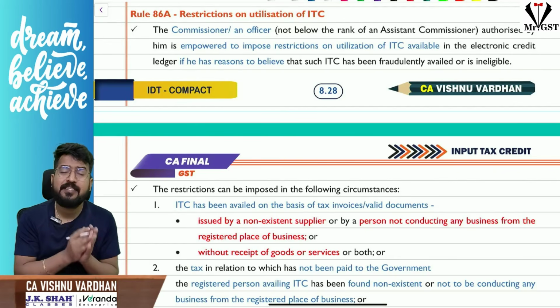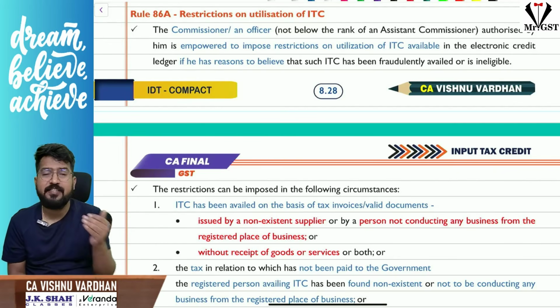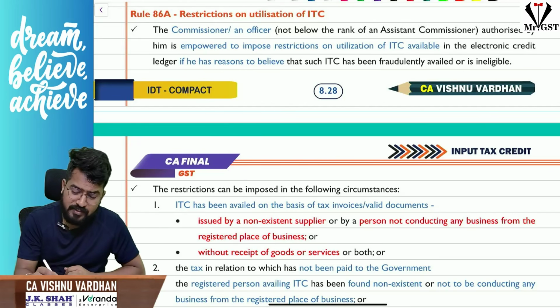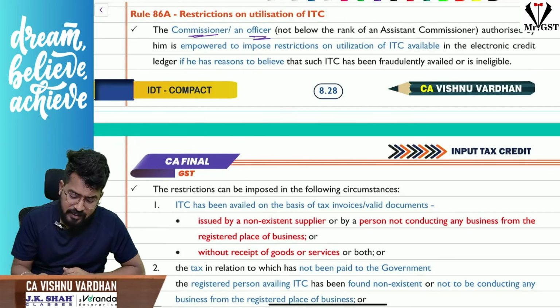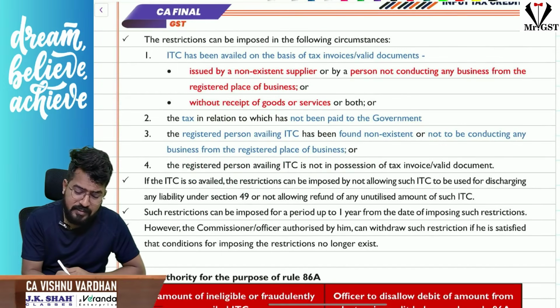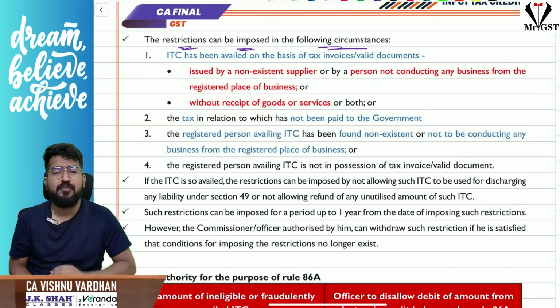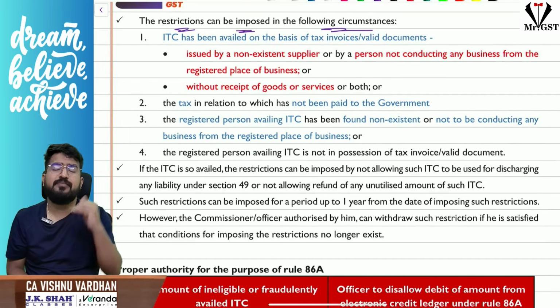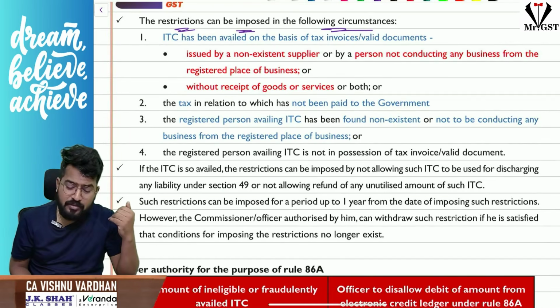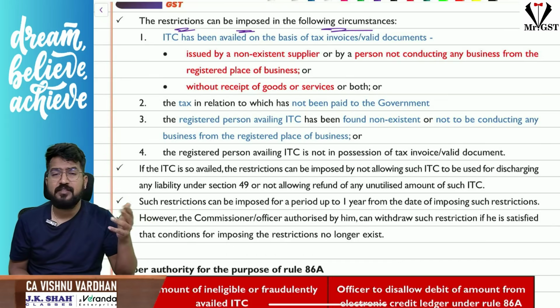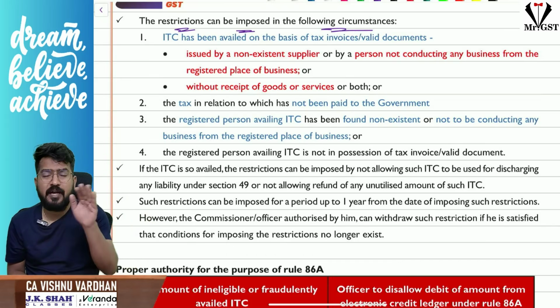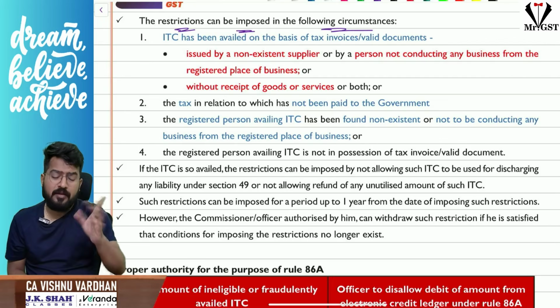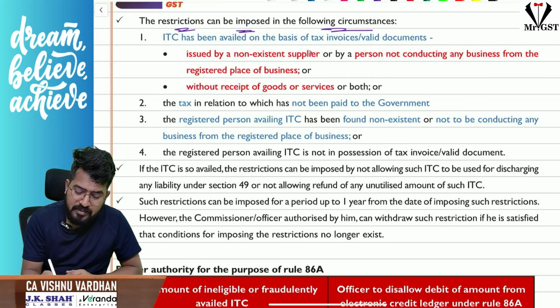Now we are seeing the last step of this chapter, Rule 86A and 86B. Under Rule 86A, first of all, the commissioner or any authorized officer can restrict your ITC utilization. Why can he restrict your ITC utilization? Because your ITC balance is reflected because of the supplier filing the invoices. Your supplier has filed the invoices, they are reflected in your 2B, and that supplier is a person who is not even existing.